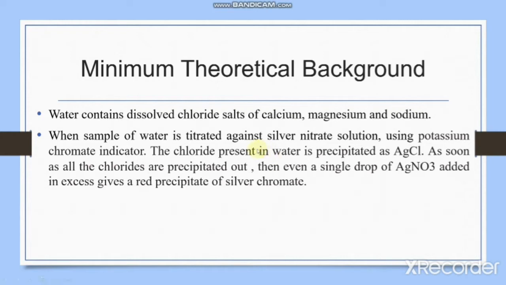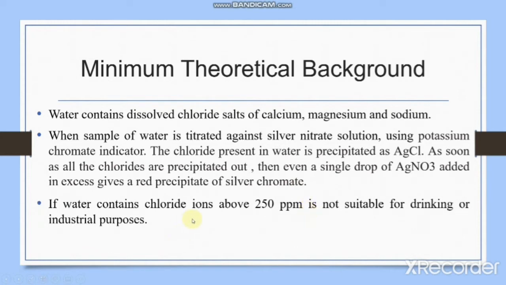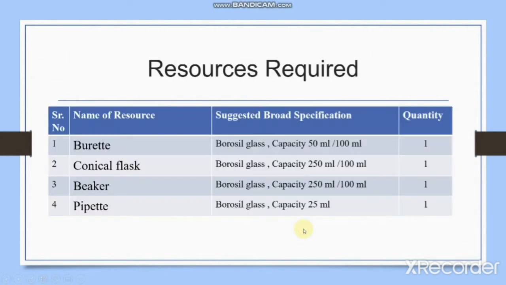Here, silver nitrate is our burette solution. The chloride present in the water sample, when it reacts with this silver nitrate solution, is converted into silver chloride. And when all the chloride is removed, the silver nitrate reacts with the chromate ion and forms a red precipitate of silver chromate. That is our end point. If water contains chloride ions above 250 ppm, it is not suitable for drinking or industrial purposes.